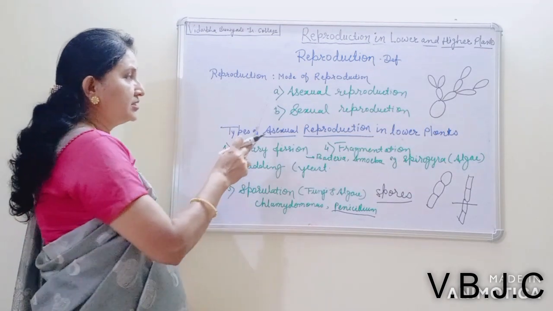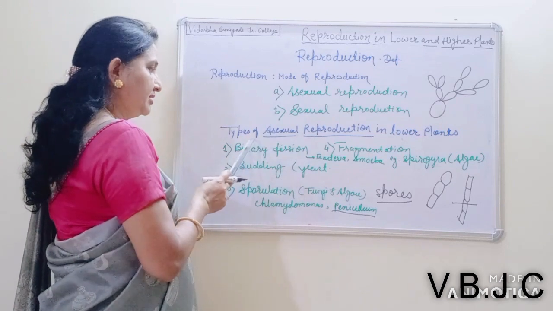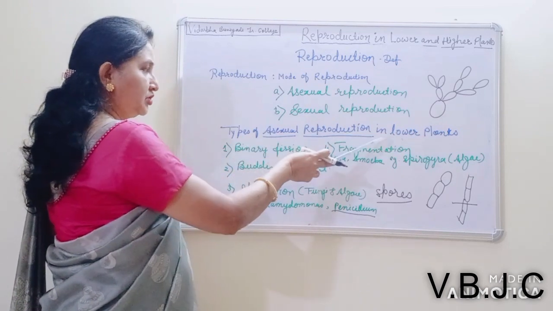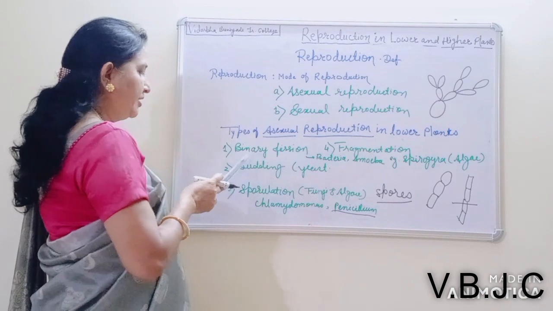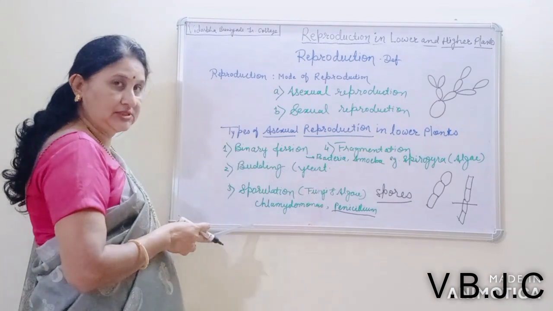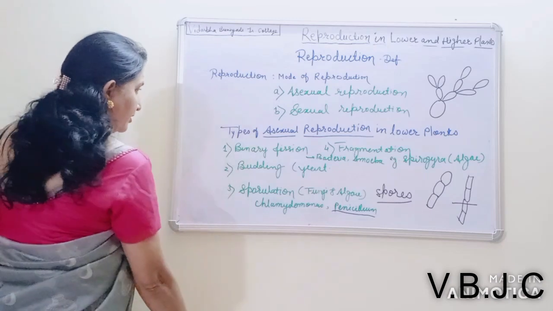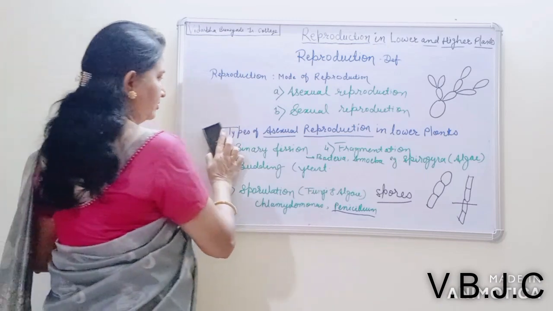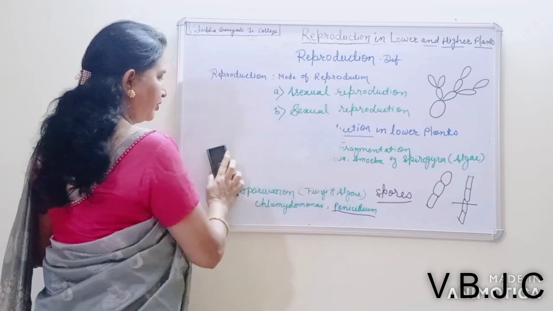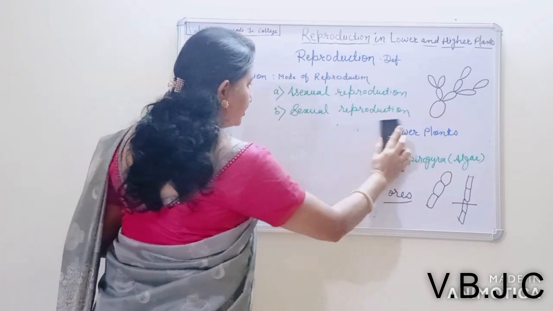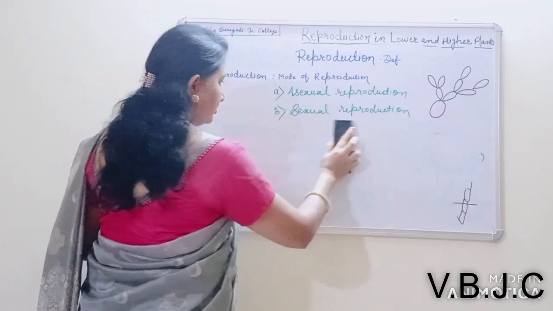Here you can see these types of asexual reproduction in lower plants. In lower plants there are four types of reproduction like this, and after this we are going to see vegetative reproduction. This is also one of the types of asexual reproduction, known as vegetative reproduction.